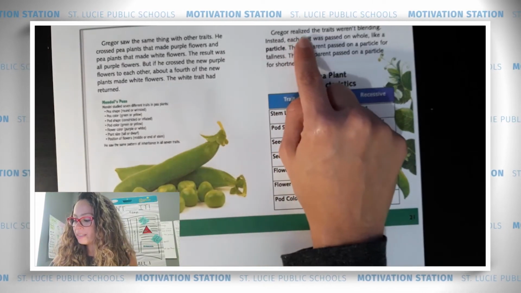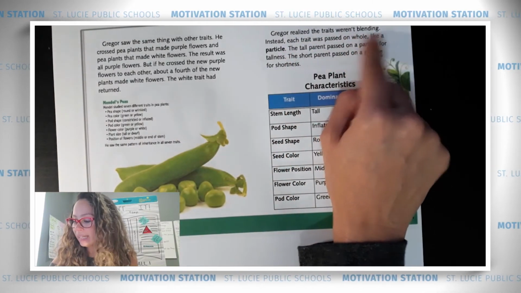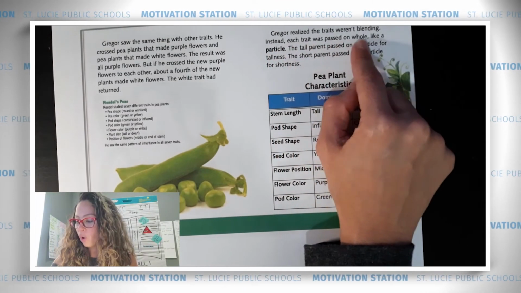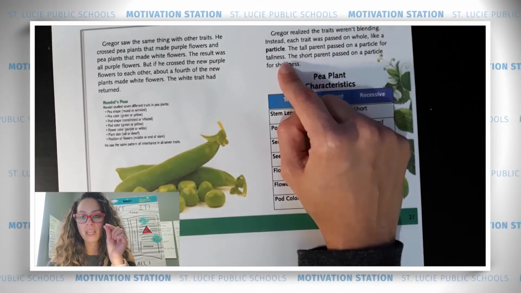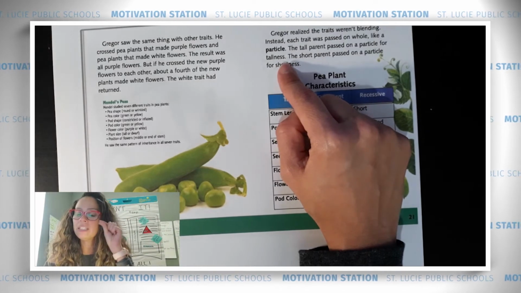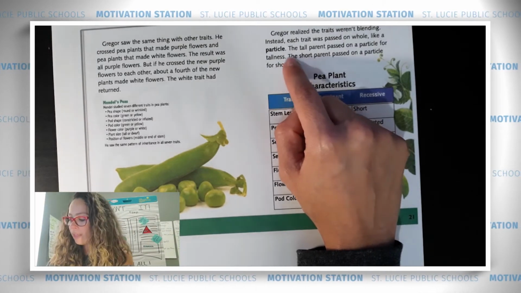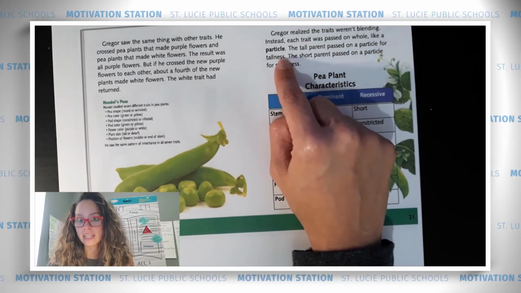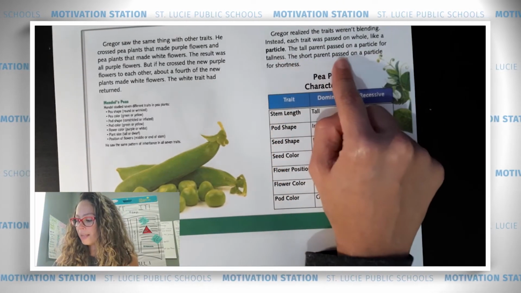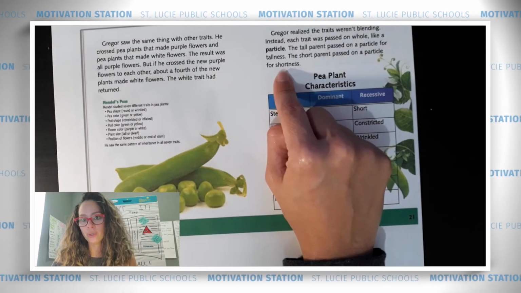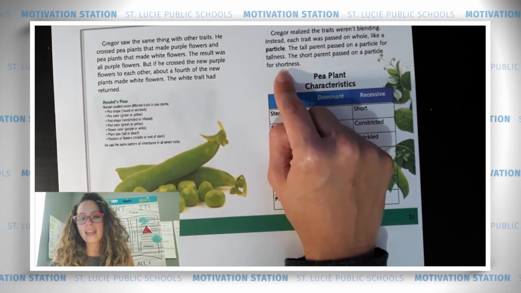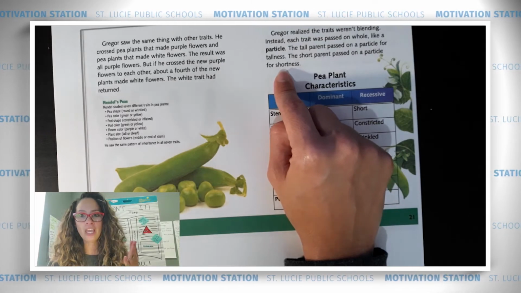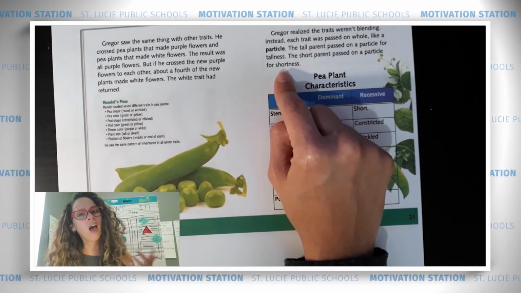So Gregory realized the traits weren't blending. Instead, each trait was passed on whole, like a particle. You know that a particle is something tiny, okay? The tall parent passed on a particle for tallness. The short parent passed on a particle for shortness too. So that means that everybody gets both, but sometimes you get one more than the other?